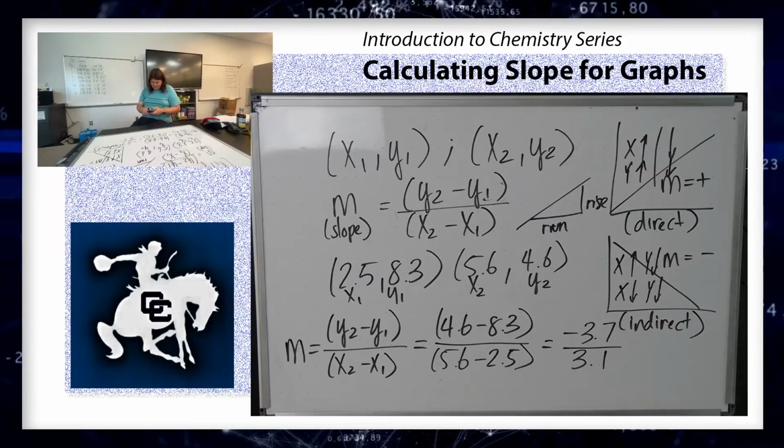If we take the two values, we're going to end up getting our final answer. Here, our slope is negative 1.19. Depending on the units, this will have units, for example, grams per milliliter if this was density. You'll notice that it has a negative slope. That means it's an indirect relationship.